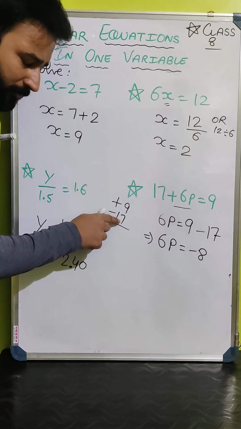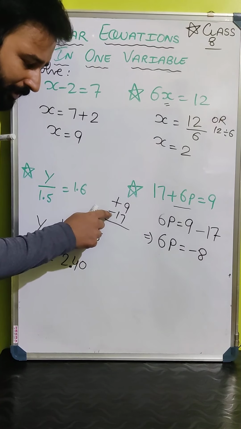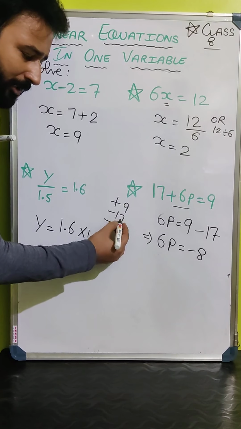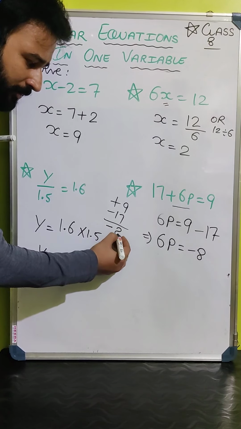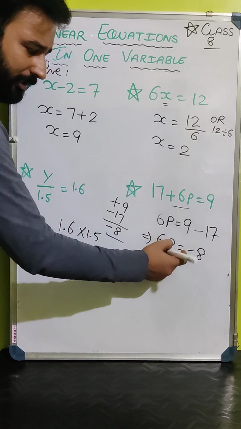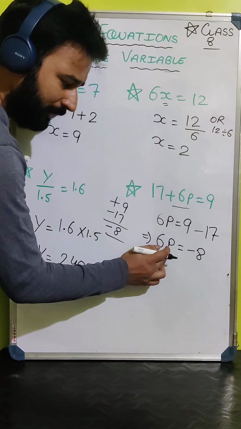Now, which one is the larger number? 17. 17 has a negative sign, so you will write negative. 17 minus 9 will be 8. Understood everyone? So minus 8 is the correct answer. So you have to find out the value of p.